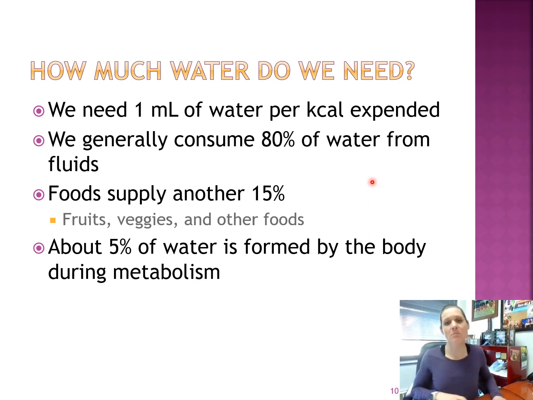Foods can also give us some water as well. So foods supply about 15% of our water content. About 5% of the water that we have within the body is formed via metabolism. So water is actually a waste product of the aerobic metabolic pathways. So we're producing water while we're doing aerobic metabolism. So that's good news. And then as we mentioned, when we start to use carbohydrates as a fuel, we also liberate a little bit of water as well.